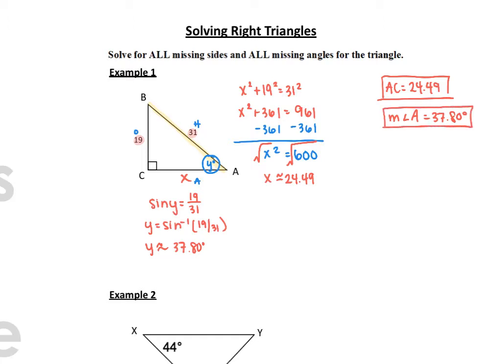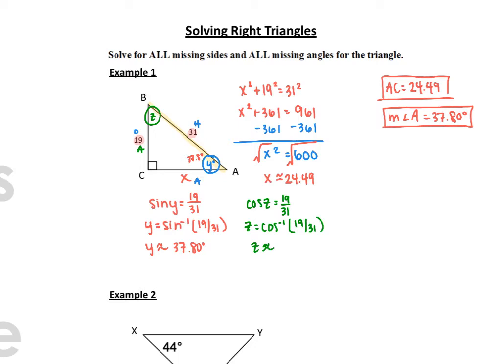So to find the last angle, there's a couple ways you can do it. You could use triangle sum theorem now that we know that this is 37.8 degrees. Or you can use inverse trig again. So I'm going to use inverse trig since we just learned that. I'm going to call this angle Z. Using that as my reference angle, 19 is now my adjacent side, which means I'm going to use cosine. So cosine Z equals 19 over 31.